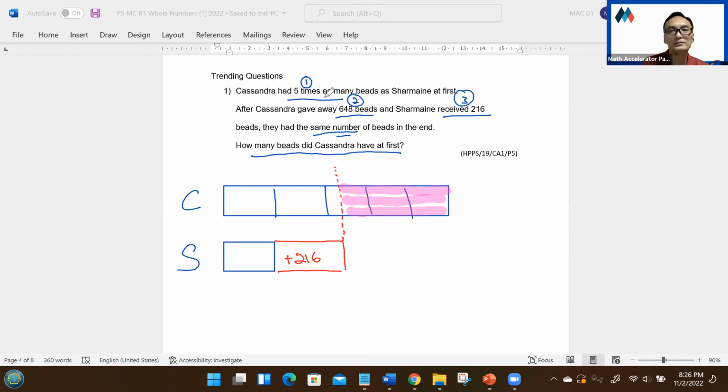And this value is equal to 648. So far, so good. Okay, right. So the next thing is, you notice that this is 1 unit. So can you tell me from here to here, this is equal to how many units? Can you check the model and let me know?